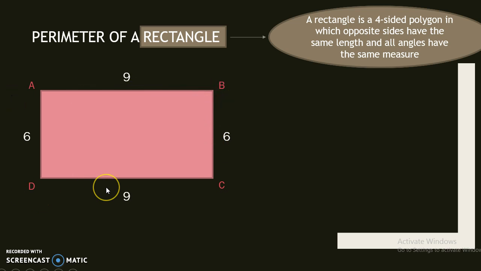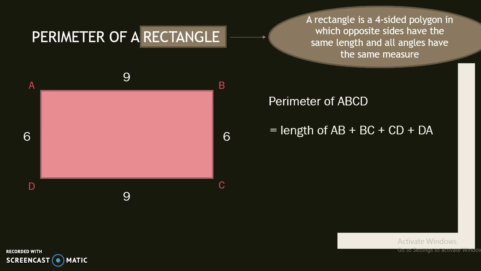D. The length of AB is equal to the length of CD, and the length of AD is equal to the length of BC, which is 6. Thus, based on the definition mentioned before, we can get the perimeter of this particular rectangle by adding up the length of all sides. AB plus BC plus CD plus DA is equal to 9 plus 6 plus 9 plus 6, which is equal to 30.